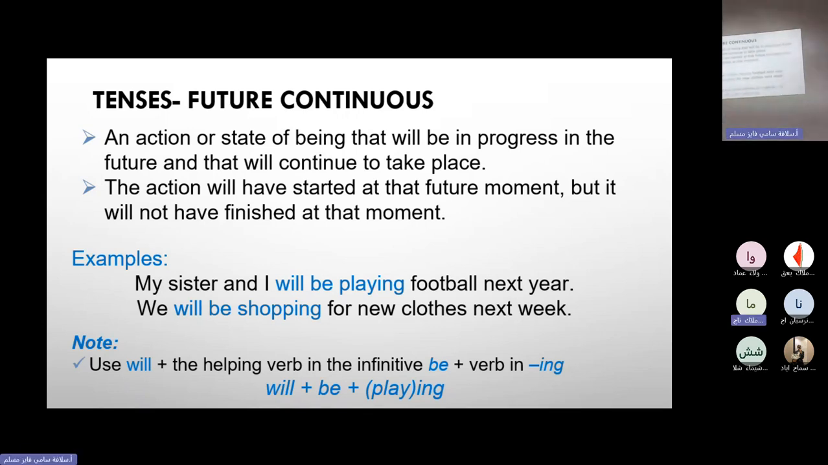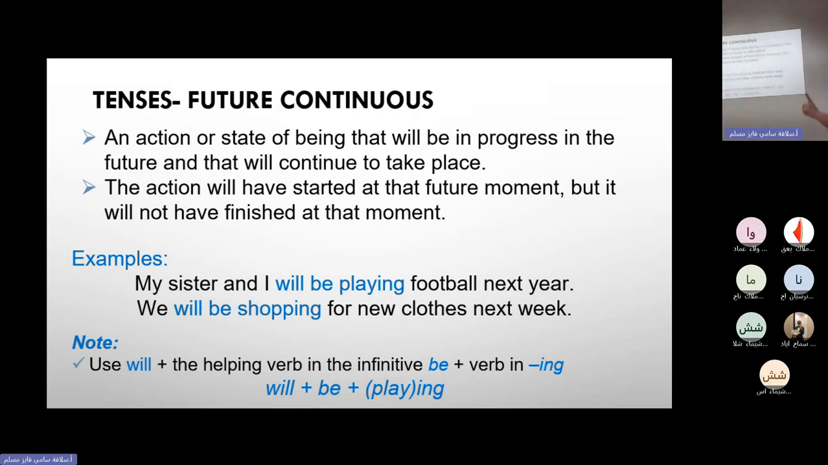يلا يا ملاك ناجي. Can you read the examples? دكتورة. Yes. My sister and I will be playing football next year. Will be playing, future, next year. لسه ما بلش. حنستمر إنه next. And we will be shopping for new clothes next week. Next week. Okay. Note. Use will as the helping verb, then be in the infinitive. Be يعني دي بالضبط زي ما هي.